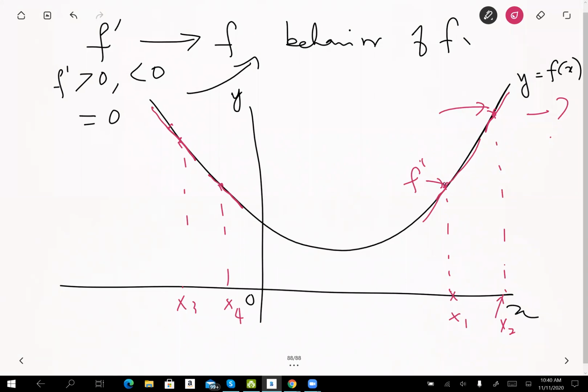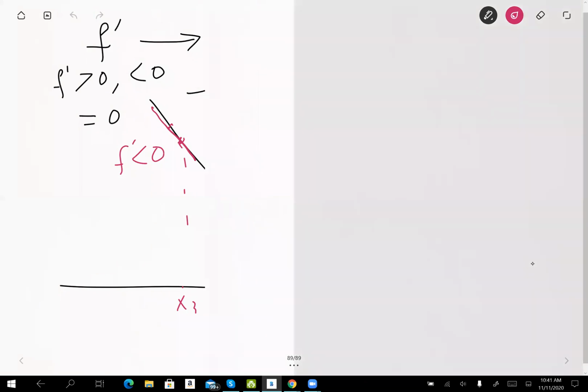So here is positive, and over there, negative. So at this area, at these points x1 and x2, the f prime is positive. If you look at the area or these two points, x3 and x4, f prime is negative. Now, what does the f prime, whether it is positive or negative, tell you about the function? That is what we're going to do.